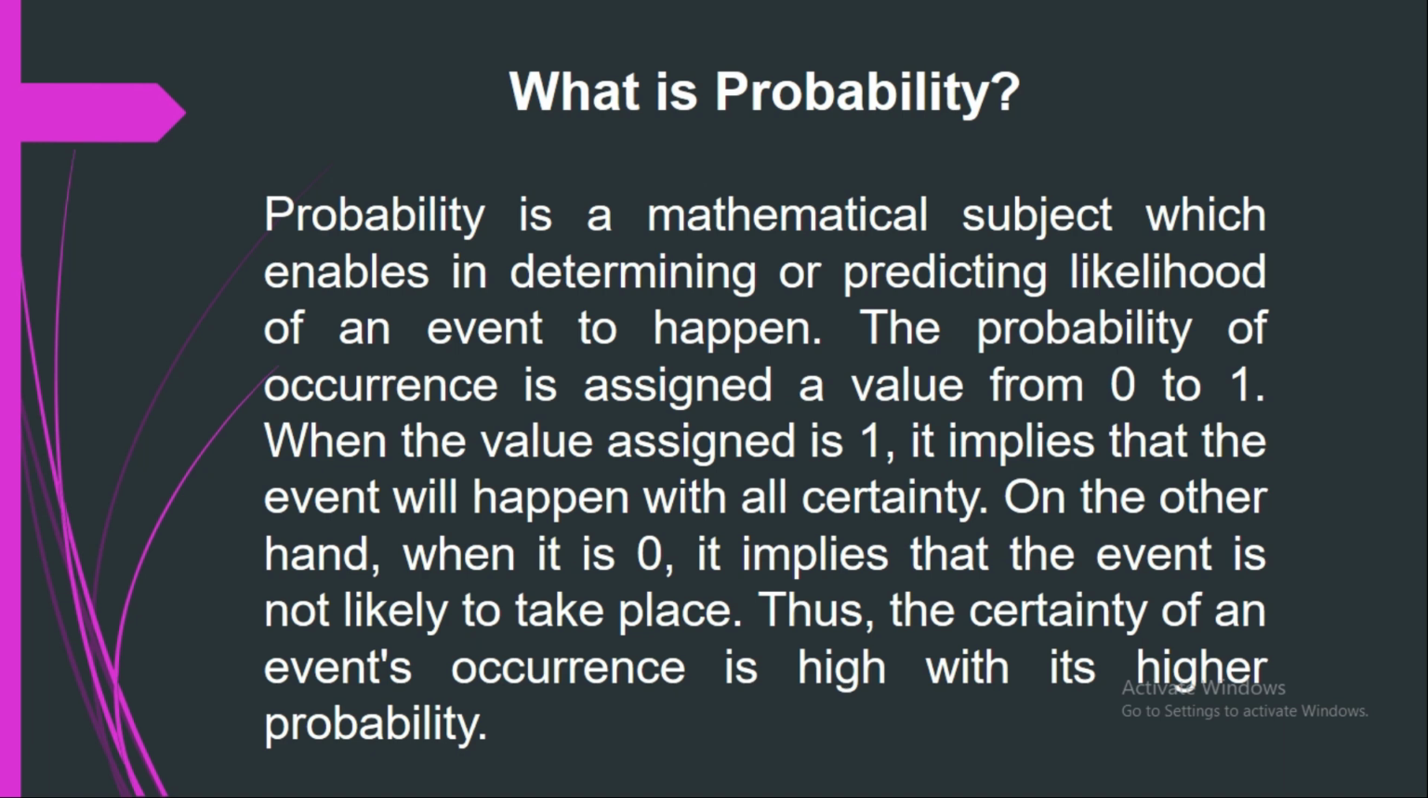That means if it is 1, then the event is likely to happen. For example, if we say that tomorrow there is a probability of rain and the probability is 1, that means tomorrow it is going to rain. But if we say that the probability is 0, that means it's not going to rain. Okay, so this is the basic definition of probability.